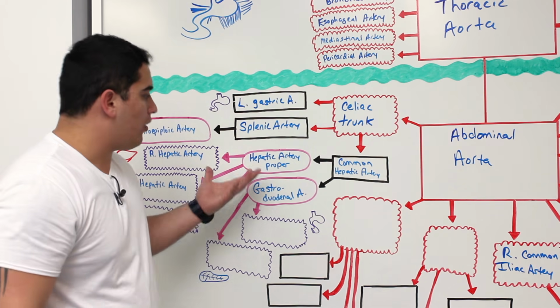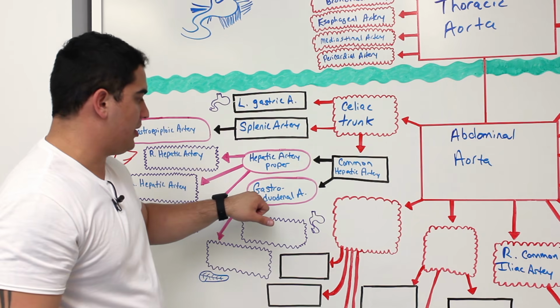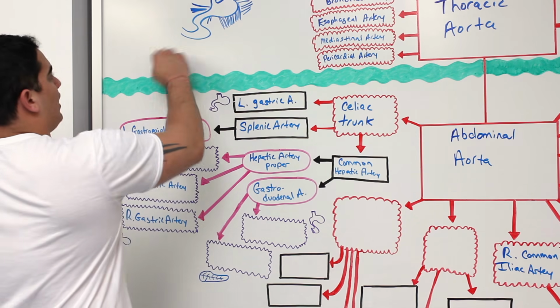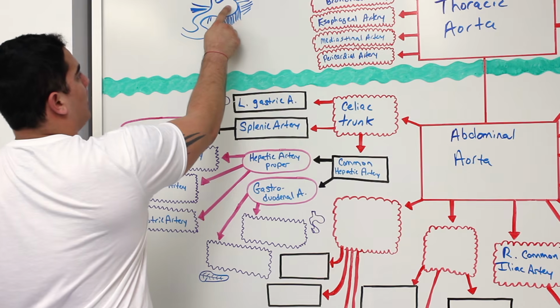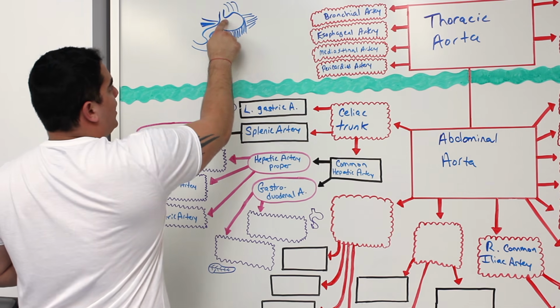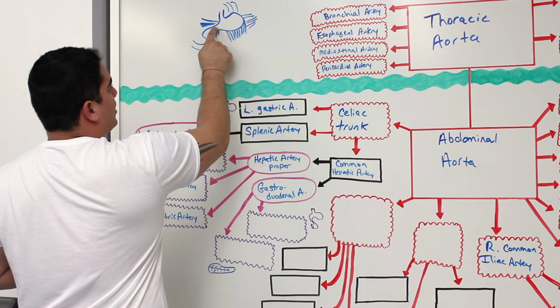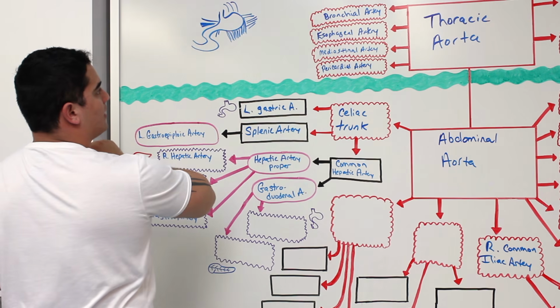Now the gastroduodenal artery, you can obviously recognize what this is going to be supplying. So imagine here's my stomach, and you have the fundus region, the body region, the pylorus, and then you have the first foot of the small intestine.